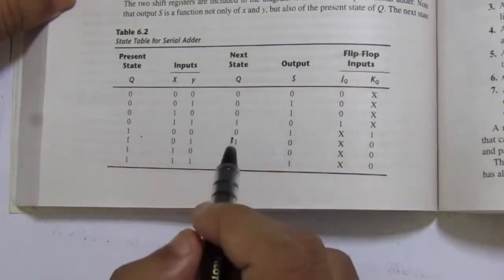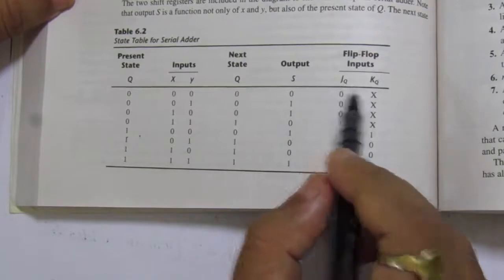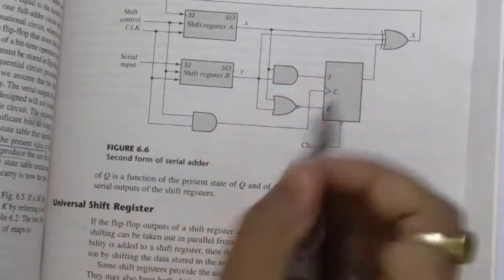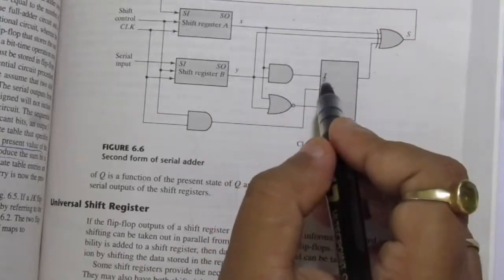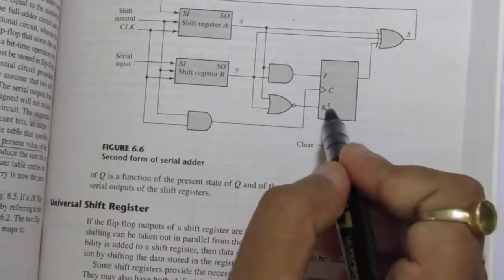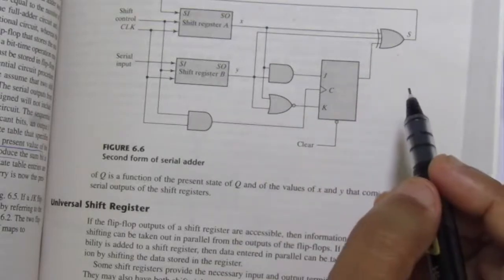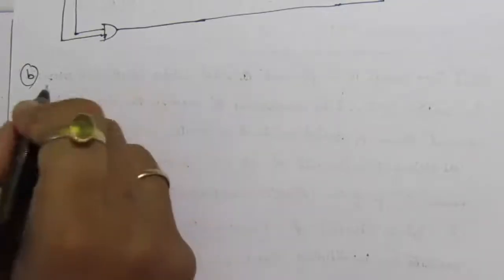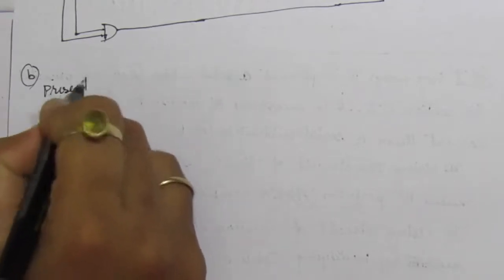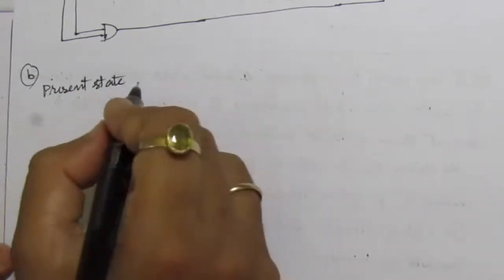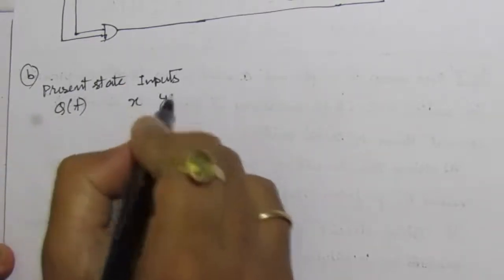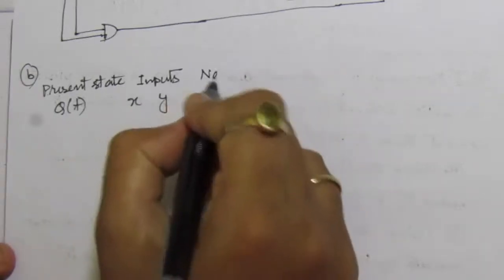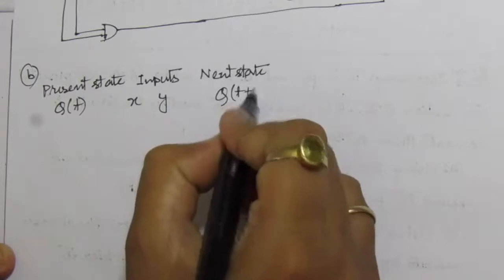So we have to modify this circuit, and we have to find out the JQ and KQ values for this figure. So this is the figure 6.6. We have to modify this figure by modifying the table 6.2. So we have to modify these JQ and KQ inputs of this circuit, and we have to make it a serial subtractor. So here we have the present state, then we'll have inputs. Present state is suppose Q of t, inputs are x and y, and the next state is Q of t plus 1.